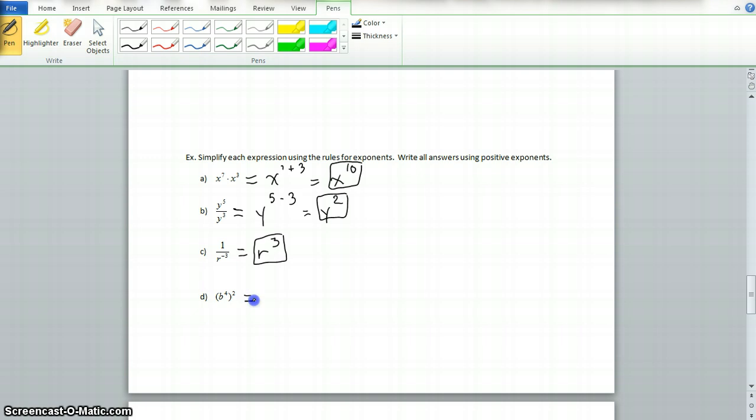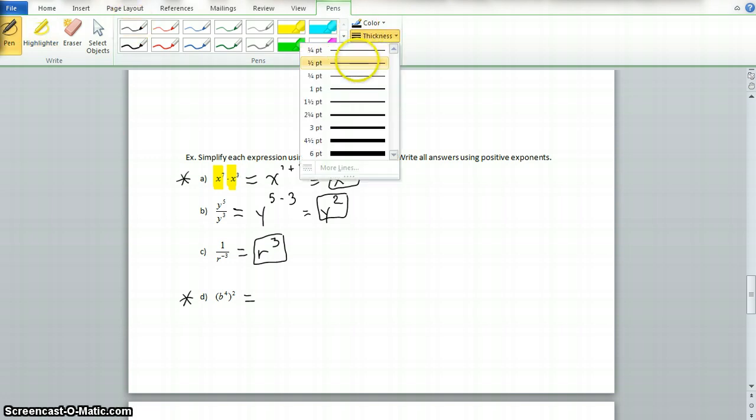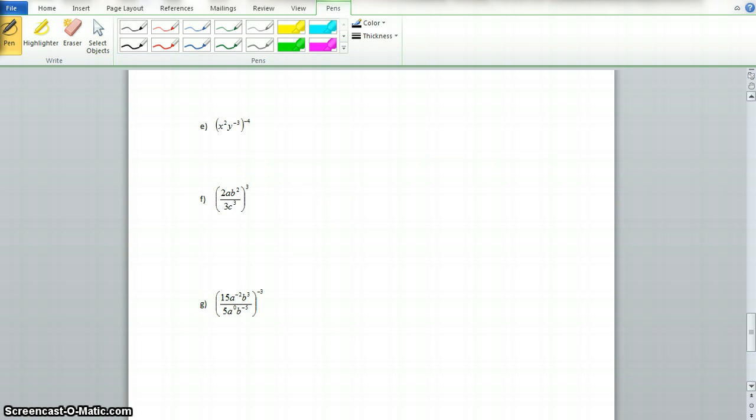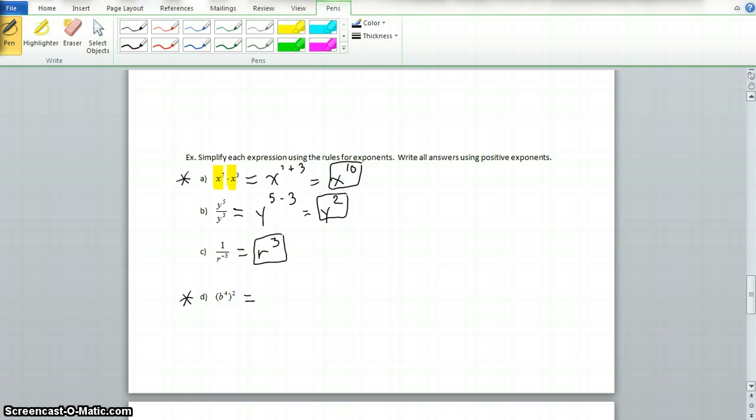All right, part D. It's pretty important you can see the difference between part D and part A. In part A, there are two bases. They're like, though, an x and an x, and they have two different exponents, a 7 and a 3. But if you look at part D, there's only one base there. See the little b right there? Just the one base.